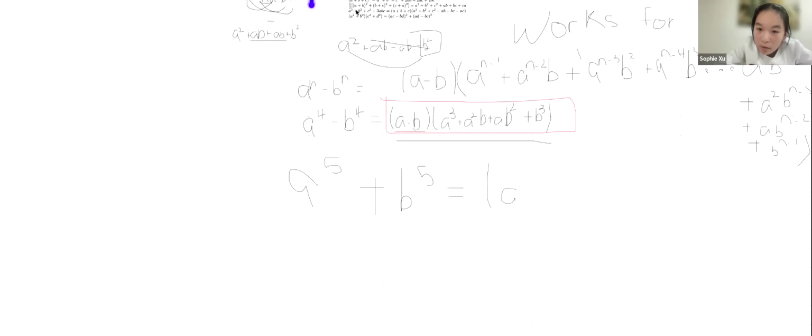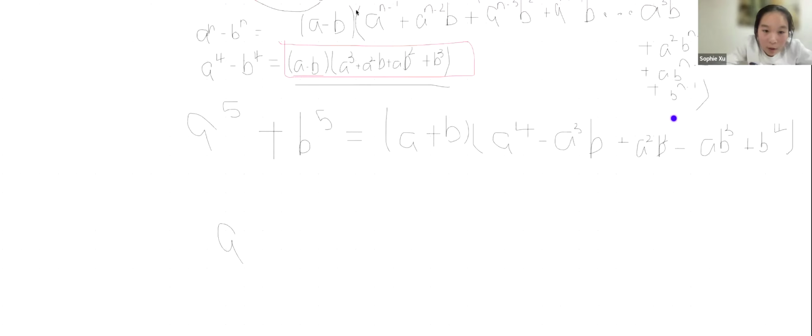It's a plus b times, minus a^3 b, plus a squared b squared, minus a b cubed, plus. Okay, does anyone want to have a go at what a to the power of n plus b to the power of n is?